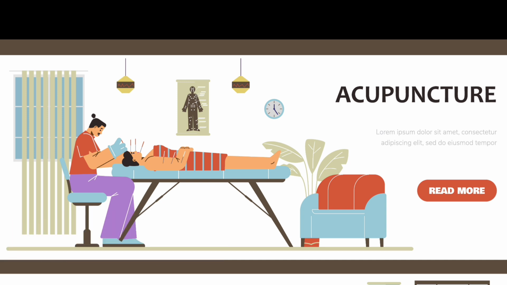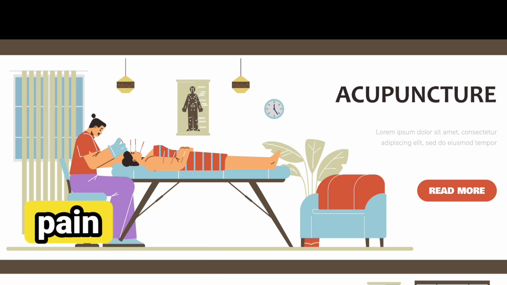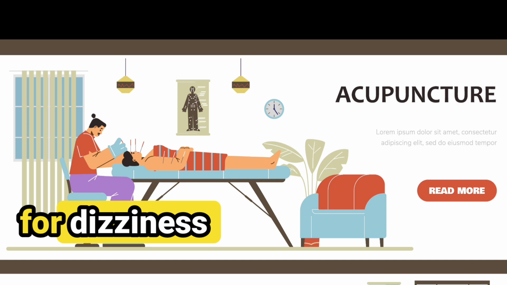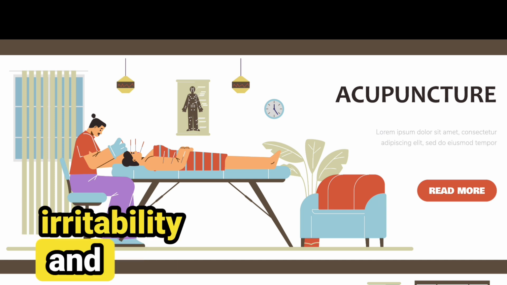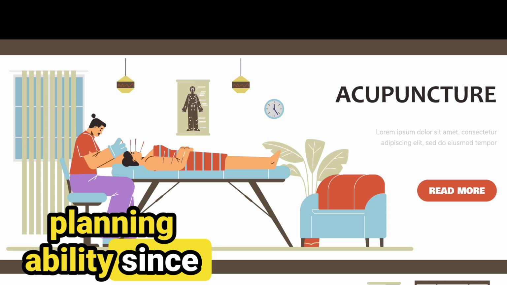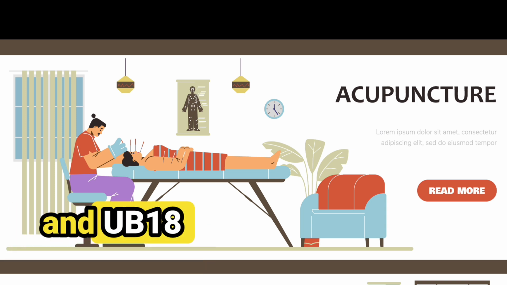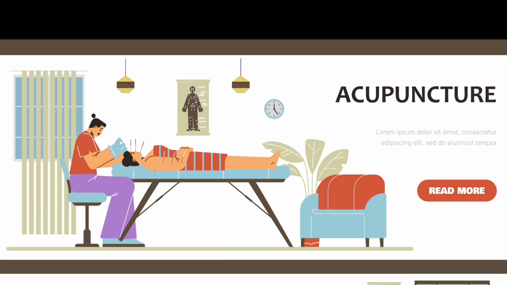For example, UB18 and UB47 can be combined not only for pain at the level of the 9th thoracic vertebra, but for dizziness due to deficient blood, blurred vision, irritability, and poor planning ability, since all these are aspects of liver imbalance, and UB18 and 47 are the back shu points for the liver.